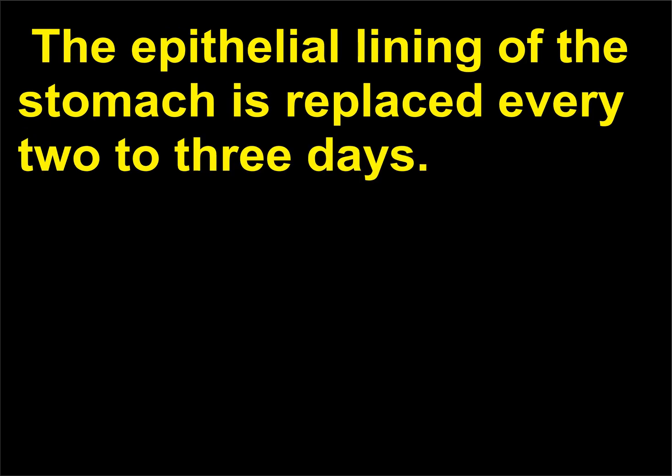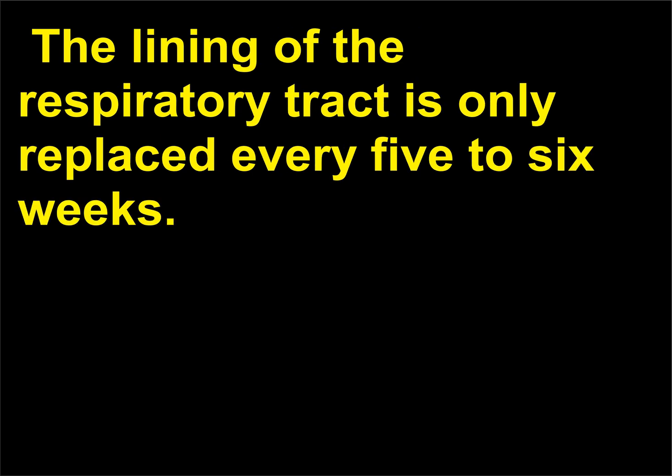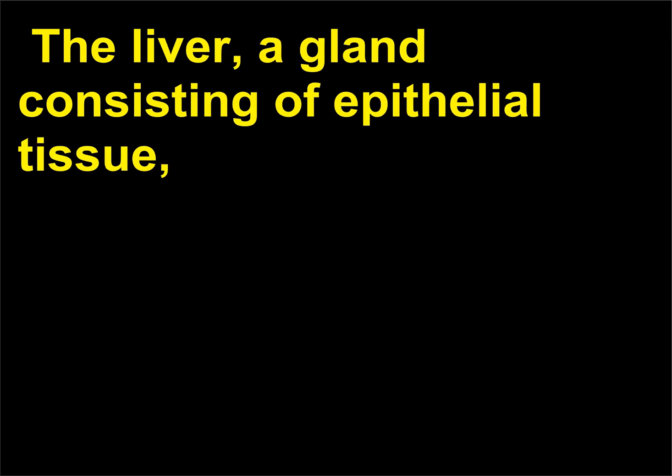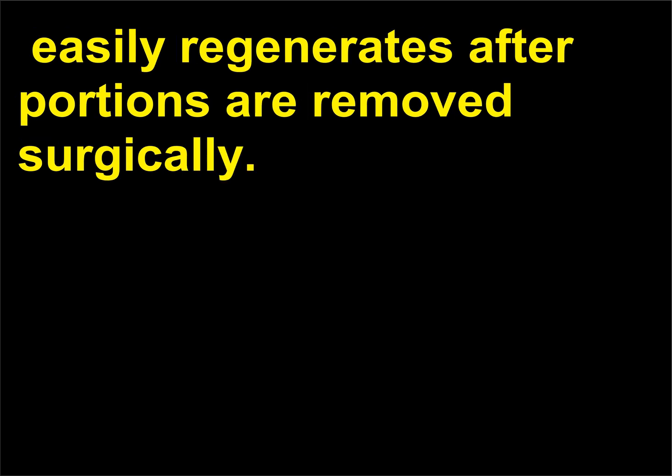The epithelial lining of the stomach is replaced every 2 to 3 days. The lining of the respiratory tract is only replaced every 5 to 6 weeks. The liver, a gland consisting of epithelial tissue, easily regenerates after portions are removed surgically.